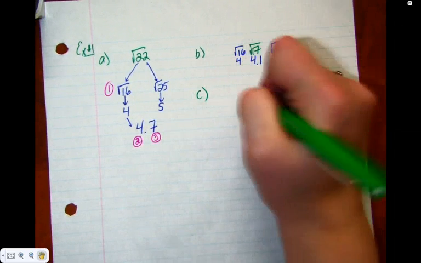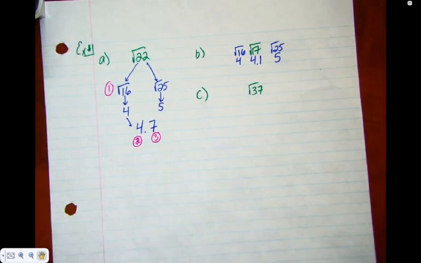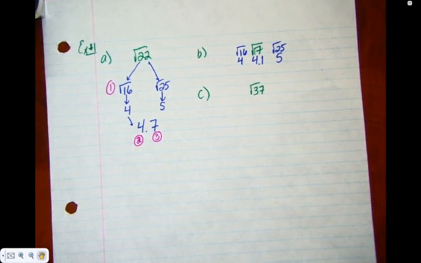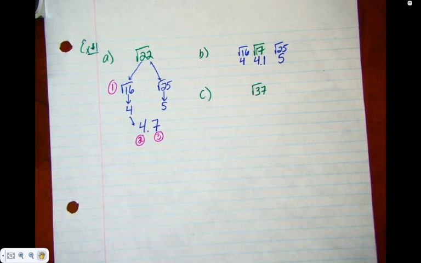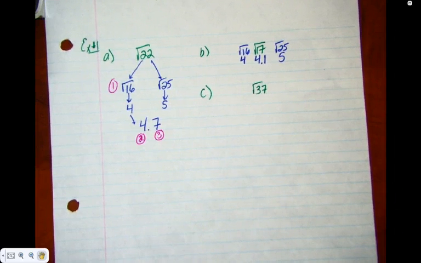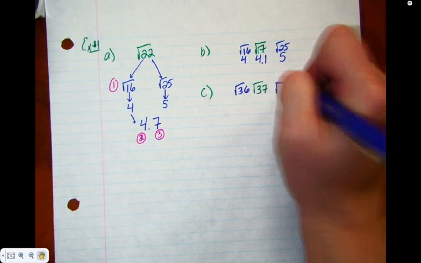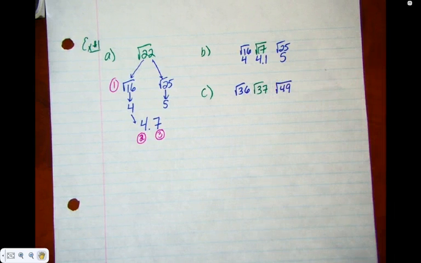C, 37. Don't say it. I want you to write down the smaller perfect square. What number should you have written down? 36. Awesome, square root of 36. Write down, don't say it, the higher perfect square. What number should you have written down? 49. Write down what the square root of 36 and the square root of 49 are.